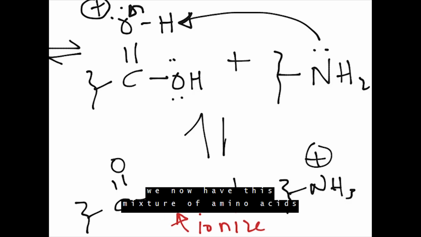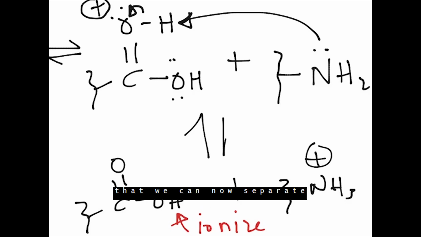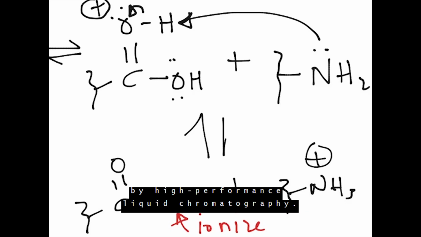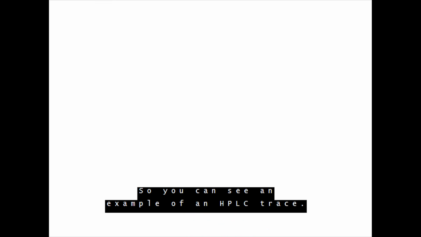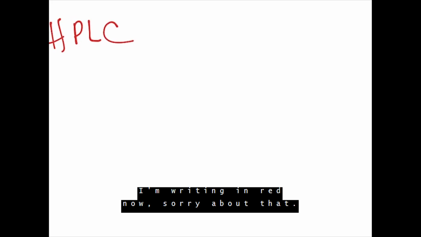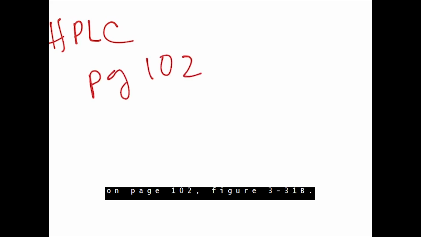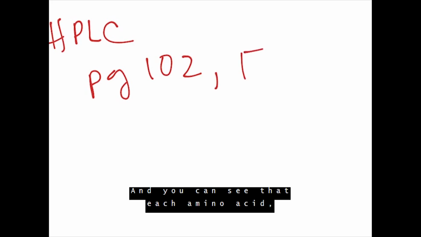we now have this mixture of amino acids that we can now separate by high performance liquid chromatography. So you can see an example of an HPLC trace. Oh, I'm writing in red now, sorry about that. Of an HPLC trace in your textbook on page 102, figure 3-31B.